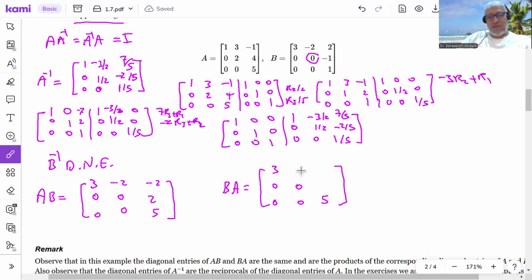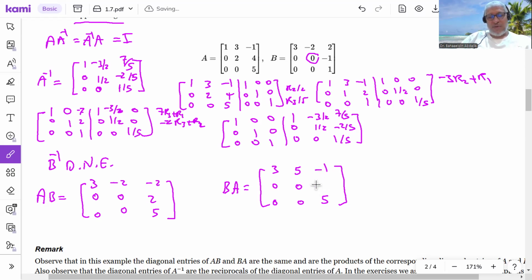To find this entry, I need to multiply the first row of B by the second column of A. So I'll have 9 minus 4, and that's 5. And here, to get this entry, I need to multiply the first row of B by the third column of A. So negative 3 minus 8, negative 11, plus 10, so that's negative 1.